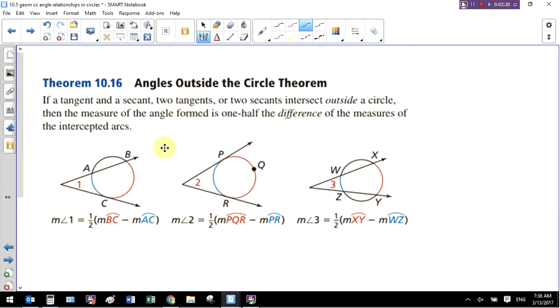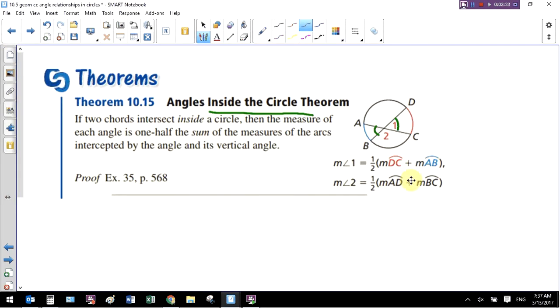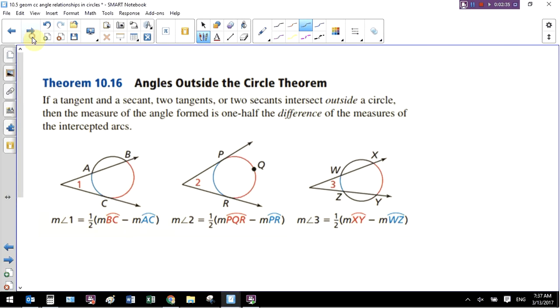Okay. If it's outside the circle, if a tangent and secant, or 2 tangents or 2 secants intersect outside the circle, then the measure of the angle formed is 1/2 the difference. So go back here, we added them together. In this one, we're going to be subtracting the smaller angle from the larger angle and then getting half that measurement. So subtract the smaller angle from the larger angle and take half of that.